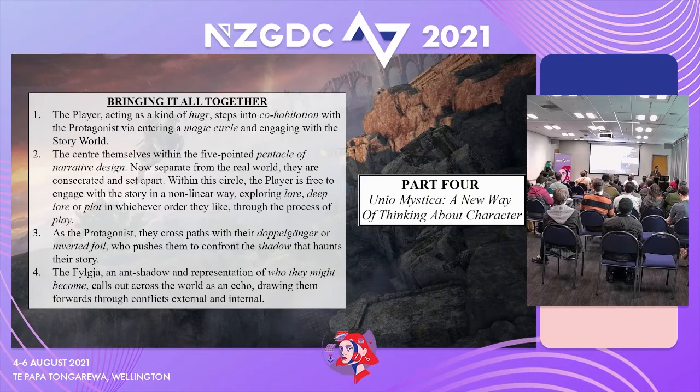Within this circle, the player is free to engage with the story in a non-linear way, exploring lore, deep lore, or plot in whichever order they like, through the process of play. As the protagonist, they cross paths with their Doppelganger, or inverted foil, who pushes them to confront the shadow that haunts their story. The Filger, an anti-shadow and representation of who they might become, calls out across the world as a kind of echo, drawing them forward through conflicts external and internal.